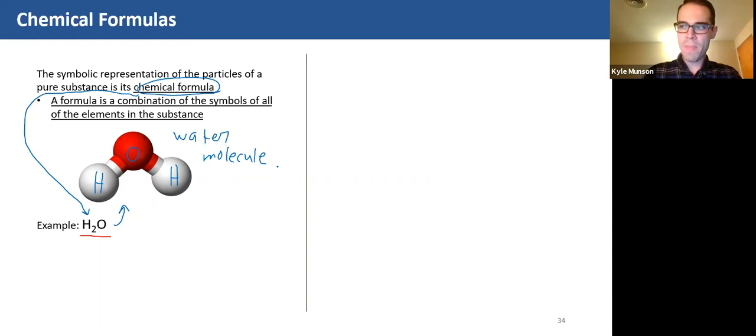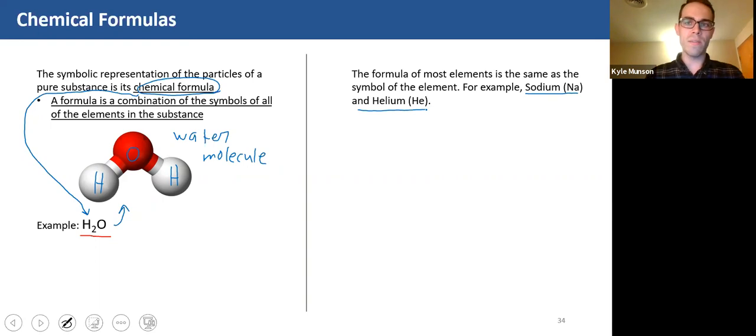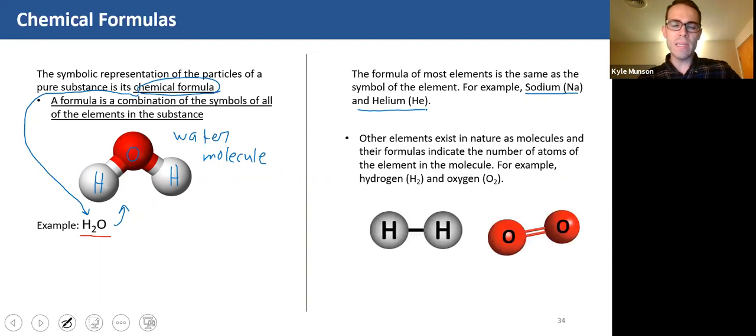So the formula of most elements is the same as the symbol of the element. For example, sodium is just Na, helium is He. These are their symbols for the elements. However, other elements exist in nature as molecules, and their formulas indicate the number of atoms of the element in the molecule. In particular, these elements exist in molecules that contain 2 of each atom.